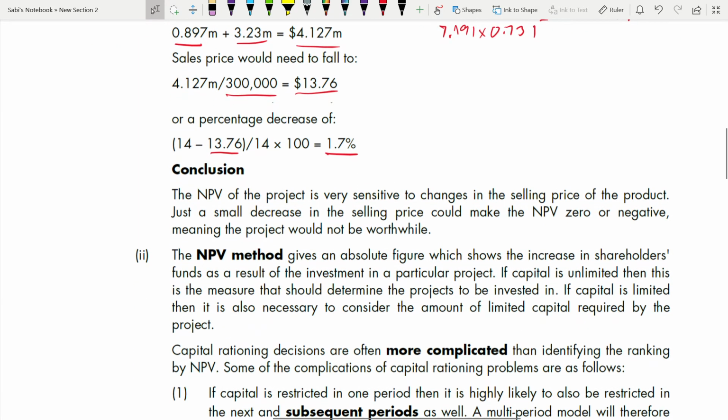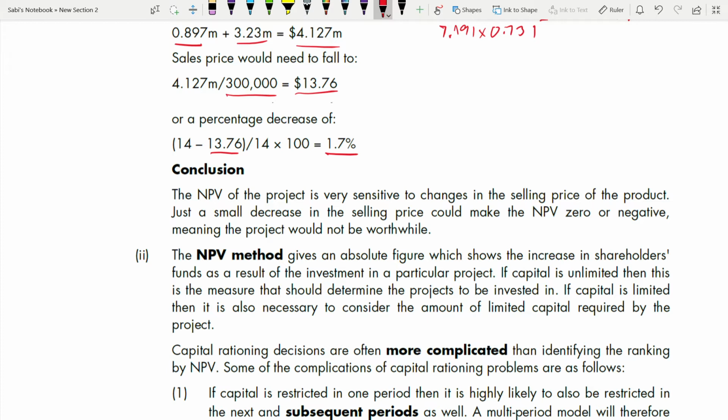So what is the conclusion? You need to write a conclusion. The net present value of the project is very sensitive to changes in the selling price of the product. Why very sensitive? Because even a small change, a 1.7% change in the selling price, can reduce the net present value. If a small change can reduce the net present value, what do we say? We say it is highly sensitive, or very sensitive.